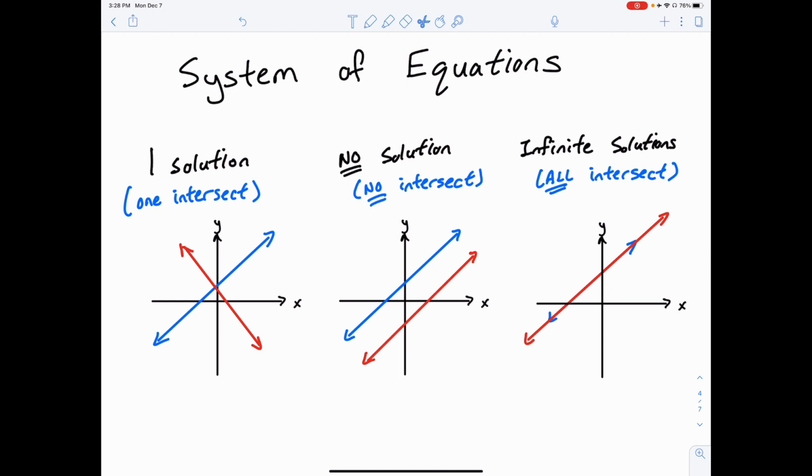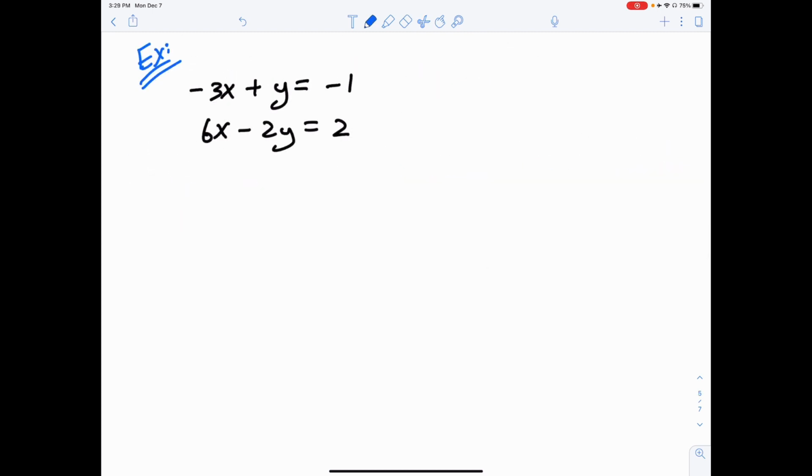So let's take a look at an example. In this one, we have two linear equations. If you take a very close look at how they're set up, we'll call these 1 and 2. I take the first equation and multiply it by -2. If I do that, you'll see that we end up getting 6x minus 2y equaling 2. So this actually matches equation number 2.